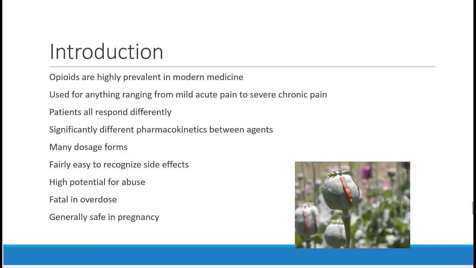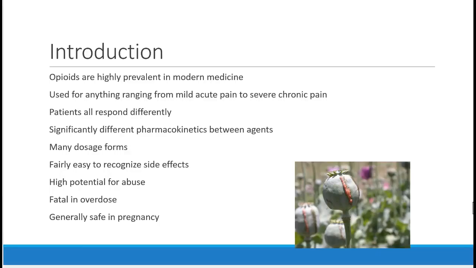Opioids are used all over the place for acute pain. They really are the most effective thing we have for pain. Patients will respond very differently to opioids. So some patients may not get much of an effect at all. Some patients may feel nauseous on them. Some people may be just sleepy on them. It just really depends on the patient.